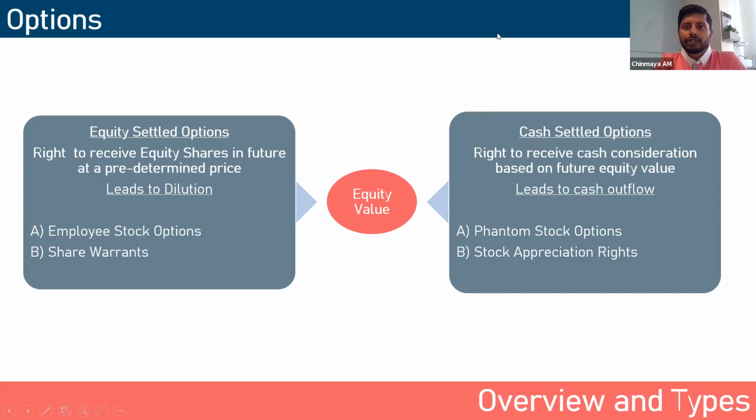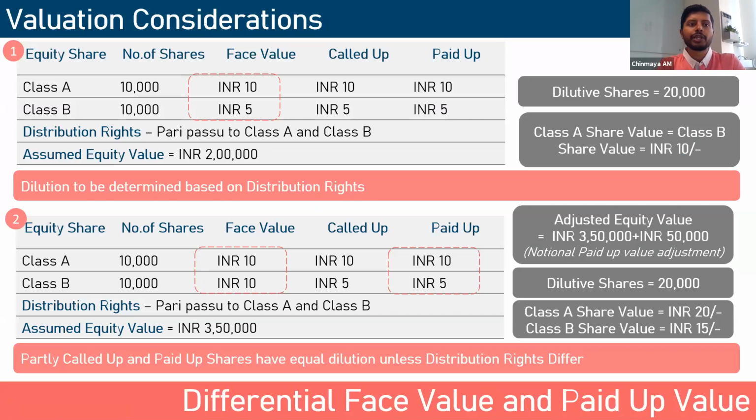Okay. I think there is one more. Okay. So now we'll see some examples to understand these from the valuation perspective. So first example, let's take this scenario. Class A shares, there are 10,000 shares of face value 10 rupees each, called up 10 rupees, paid up 10 rupees. Class B, 10,000 shares, face value, called up and paid up 5 rupees only. Here, it's important to note the distribution rights are pari passu for Class A and Class B. That means both Class A and Class B shareholders have the same rights to the distribution.